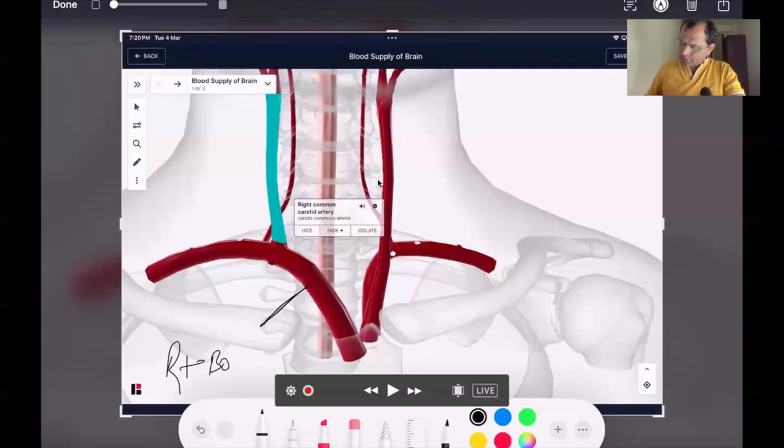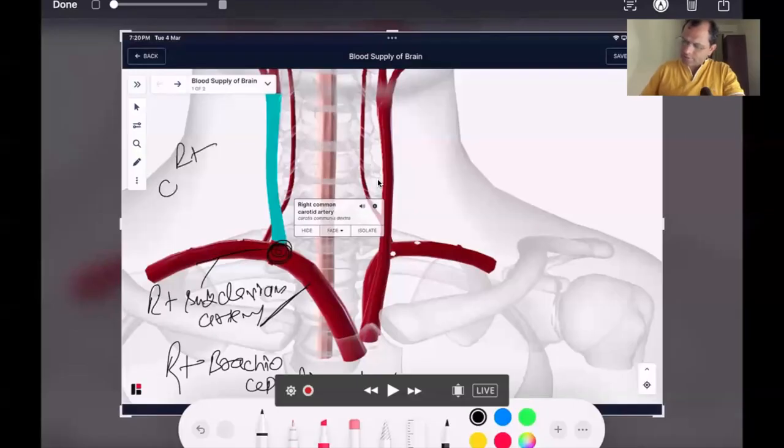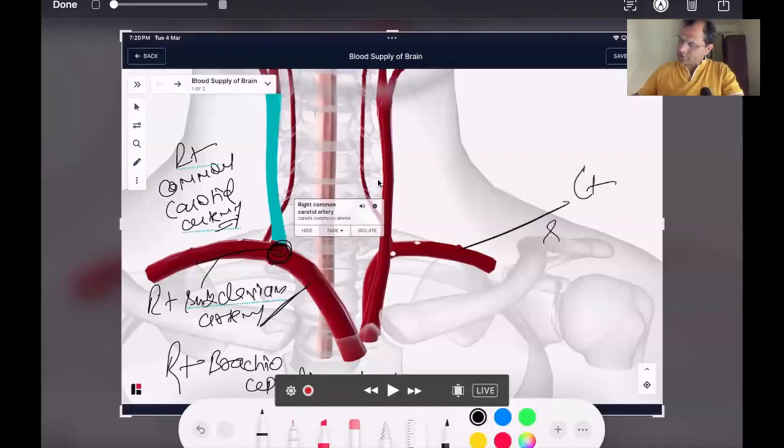right brachiocephalic artery. Then we have the two branches, right subclavian artery and right common carotid artery. The left side is already having the left subclavian artery and left common carotid artery.